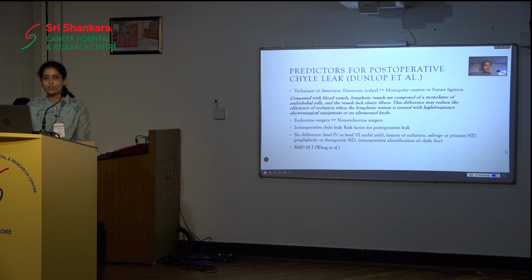Also, the technique of dissection does seem to have a bearing on the incidence of postoperative chyle leak. For example, with dissection using a harmonic scalpel, the incidence of postoperative chyle leak is seen to be higher because the harmonic scalpel tends to seal, and the lymphatic vessels, unlike the vein or the artery, lack the elastic fibers and only have a single layer of endothelial cell. So the sealing property is not very effective with harmonic scalpel for lymphatic structures.